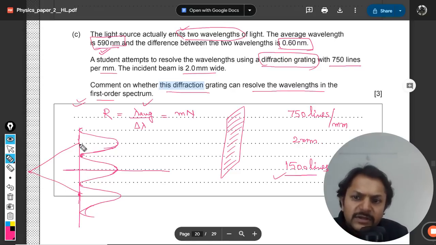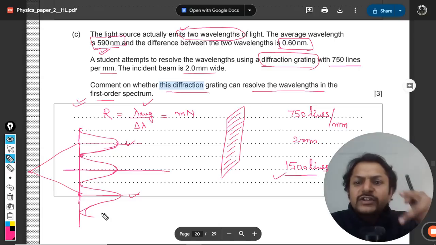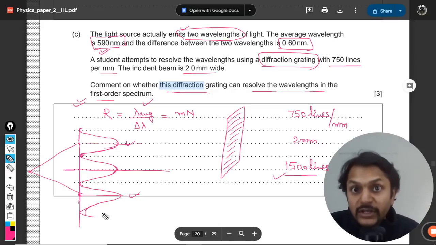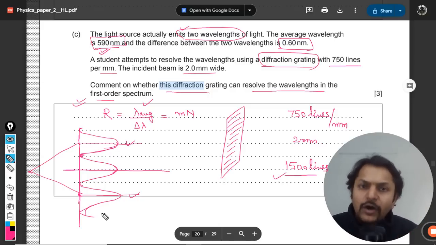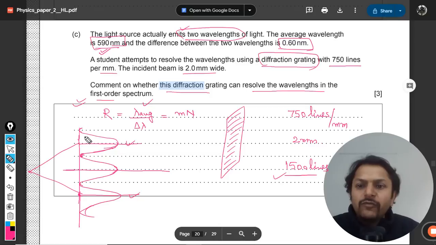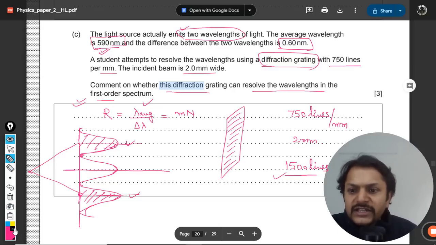These are the two first maximas. When we want to refer to both of them simultaneously, we do not call them the first maxima. We call them first order. First order means that I want to talk about this as well as this. That is why we use the word first order. So first order means that the m value will be equal to 1. And we want to see this.